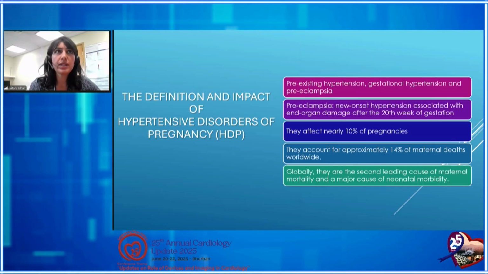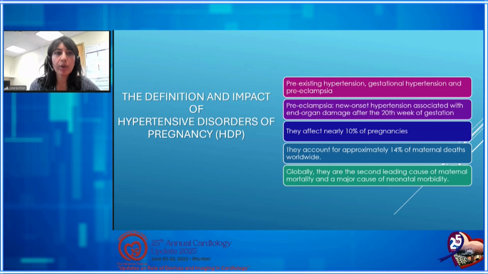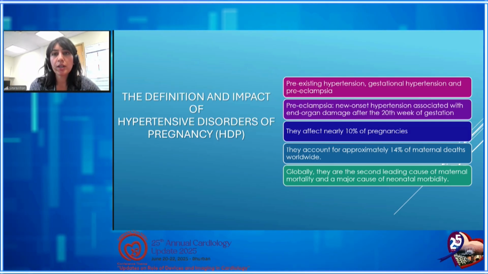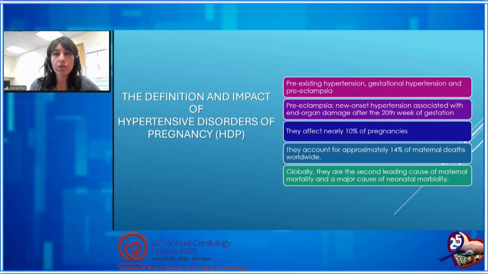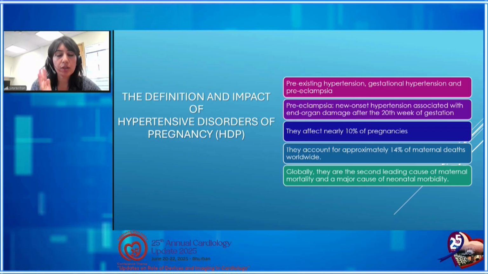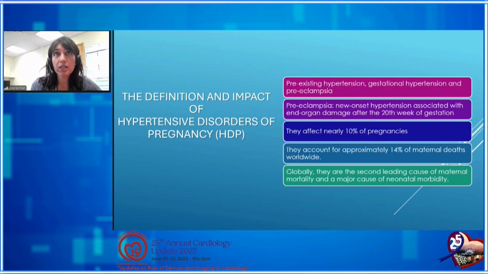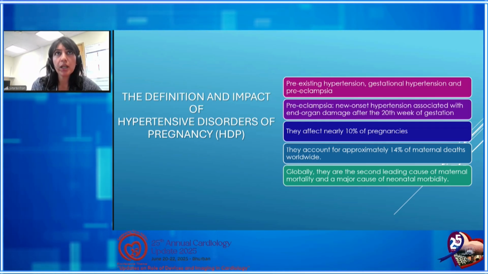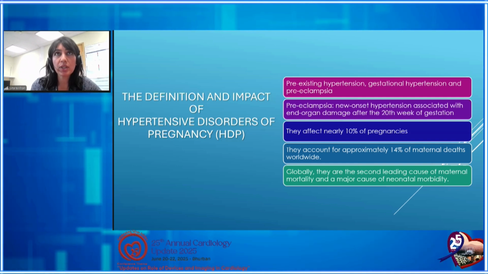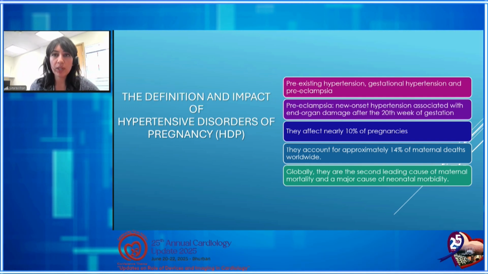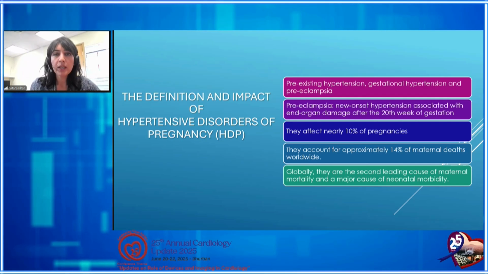So, the definition and impact of hypertensive disorders of pregnancy. The definition: there are various conditions that are included in HDP, either pre-existing hypertension going into pregnancy, gestational hypertension that develops during pregnancy, or preeclampsia, with the latter being defined as new onset hypertension associated with end organ damage after the 20th week of pregnancy.